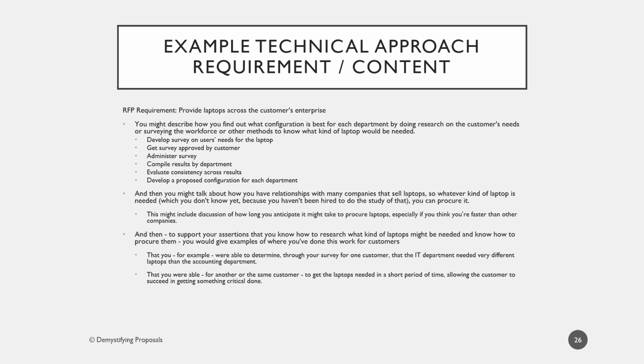So here we give an example of a technical approach requirement and some potential content that you might write to answer those requirements. So if the RFP requirement is to provide laptops across the customer's enterprise, you might describe how you find out what configuration is best for each department by doing research on the customer's needs or surveying the workforce or other methods to know what kind of laptop would be needed by each department. The needs are probably going to be different. So maybe you develop a survey on users' needs for the laptop. Maybe you get that survey approved by the customer, then you administer it, then you compile the results by department, then you evaluate them for consistency across the results, and then you develop a configuration for each department. That might be your approach to how you would find out what each department needs.